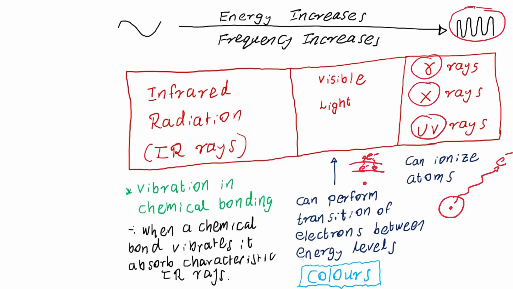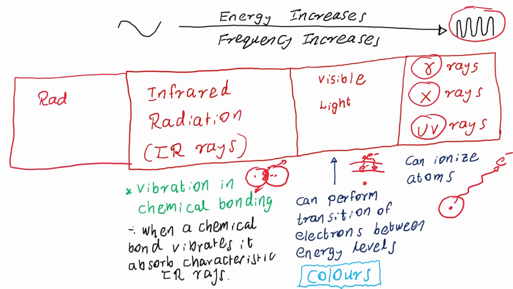What it will do is, if there is a pair of electrons shared between two atoms, this IR radiation can only make these electrons vibrate. They are not moving between energy levels. They can only vibrate because this one has less energy. And below infrared radiation, we have another wave which is even weaker than that. We call it radio waves. Now we can see that radio waves have even less energy than these two.